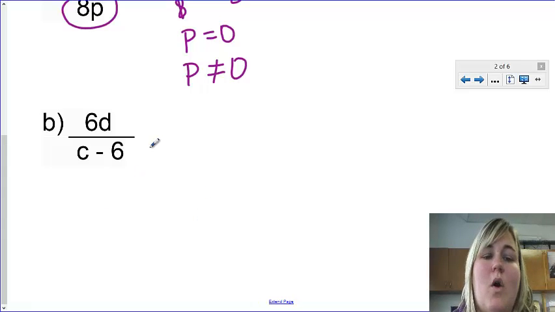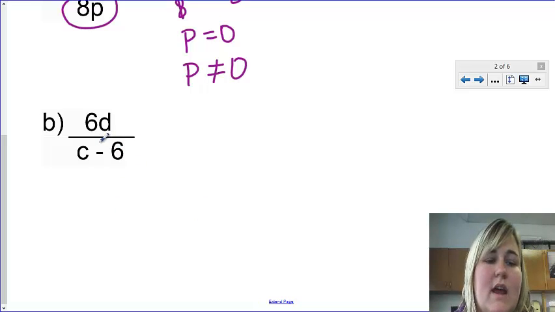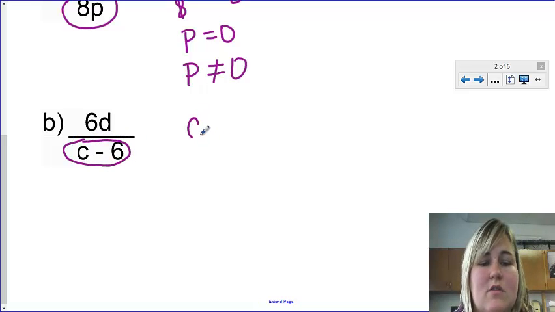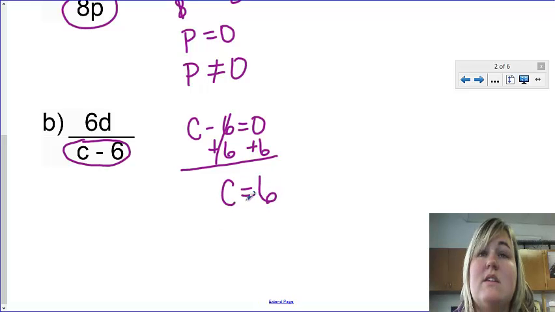So, once again, we are only looking at the denominator when finding excluded values. So we're going to take this c minus 6 and set it equal to 0. So I have c minus 6 equals 0. To get c by itself, I need to add 6 to both sides. So I'm left with c equals 6. And this is my excluded value.